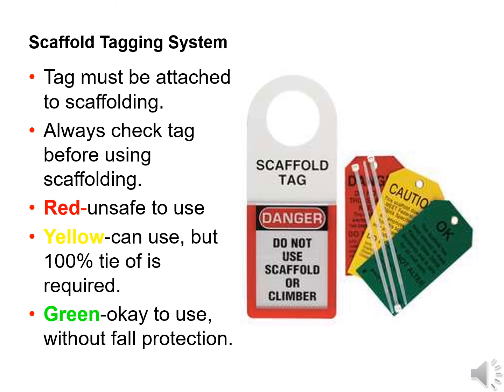We have 3 colors of scaffold tags that each represent different things. A red scaffold tag means the scaffold is unsafe and should not be used under any circumstances. A yellow scaffold tag means that 100% tie-off is required while using the scaffolding. This yellow tag is most often used when handrails or toe boards are not installed, thus creating additional hazards. A green tag means the scaffolding is safe to use without fall protection. The scaffolding has handrails, toe boards, and other safety equipment present.